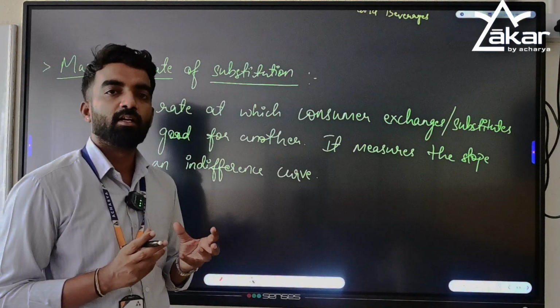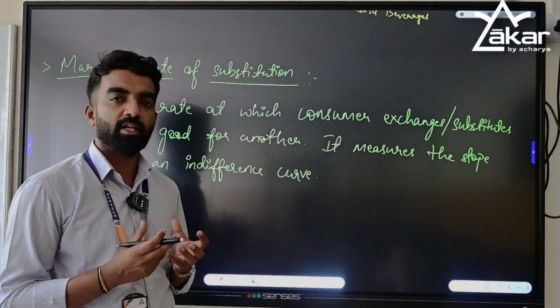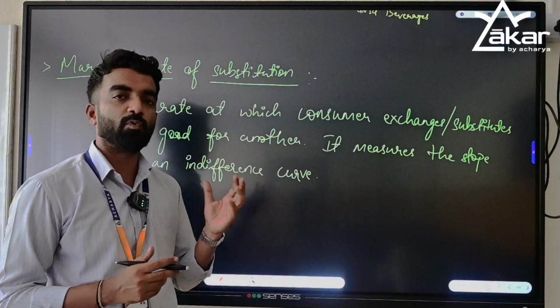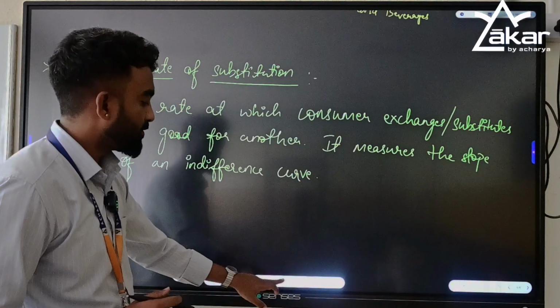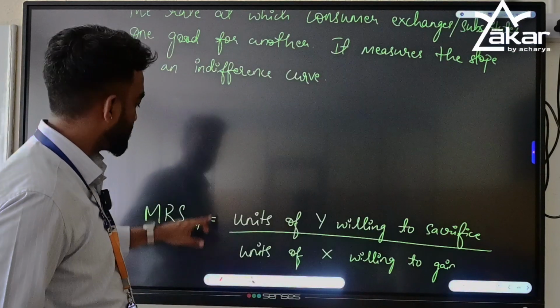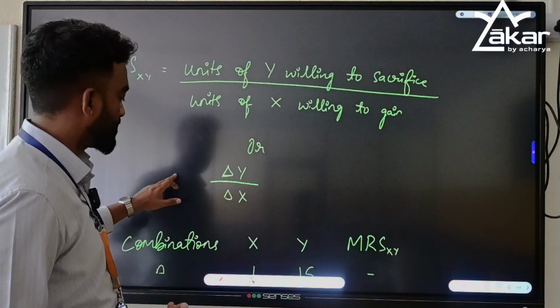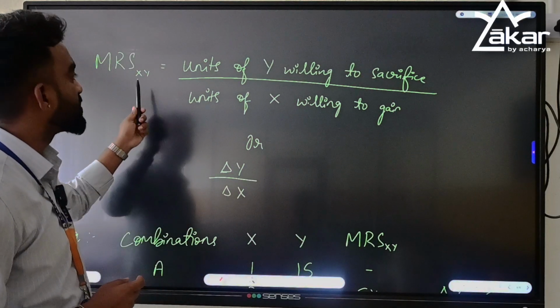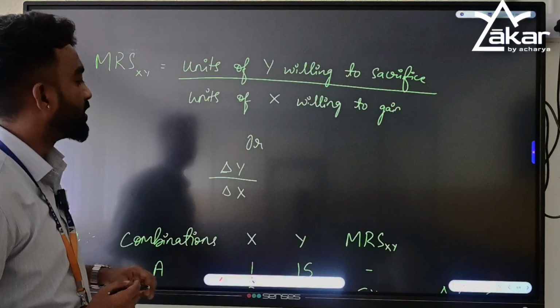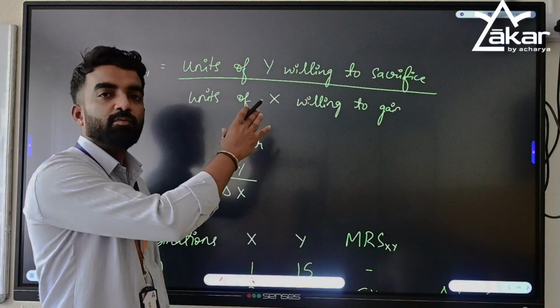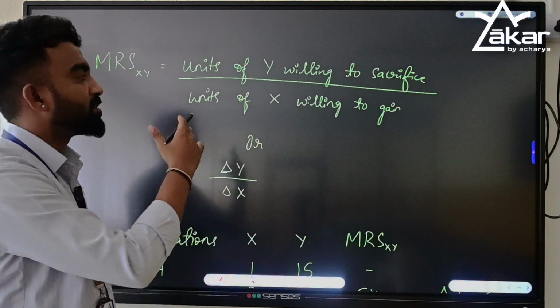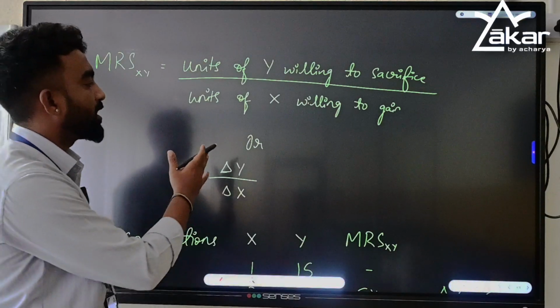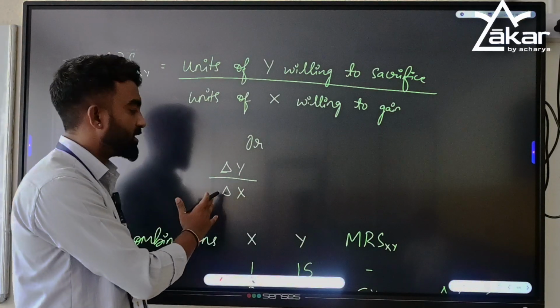The rate at which a consumer is willing to substitute or exchange one good for another. It's simple, right? English meaning. So this is the formula to find out marginal rate of substitution of X for Y, right? Units of Y willing to sacrifice and units of X willing to gain. It can also be represented as change in Y to change in X.